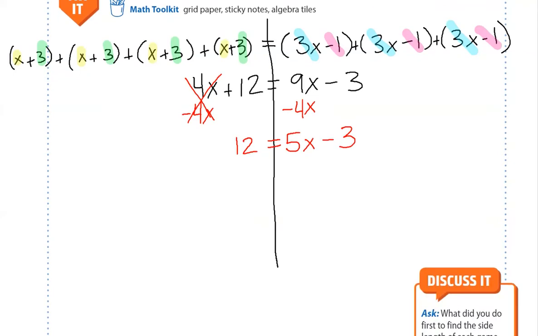But I'm going to now, because I need to get that constant, the negative 3, out of there. So I'm going to put a positive 3 to cancel it out, which means I need a positive 3 on this side. 12 plus 3 is 15. And I did not mess with the 5x, so that just gets carried down.